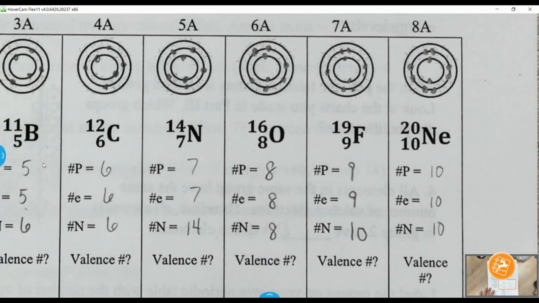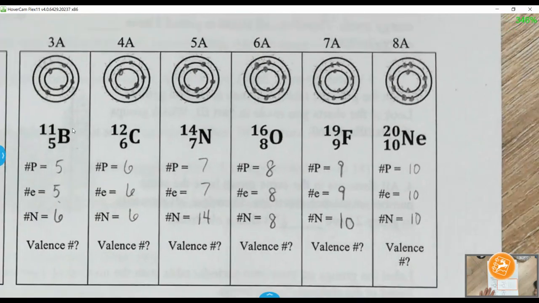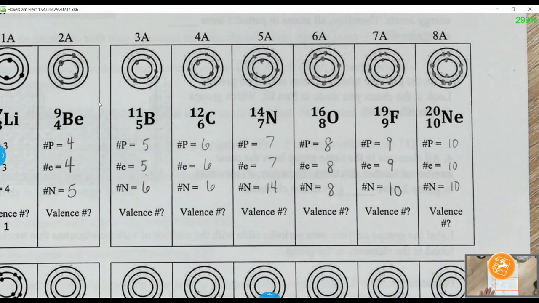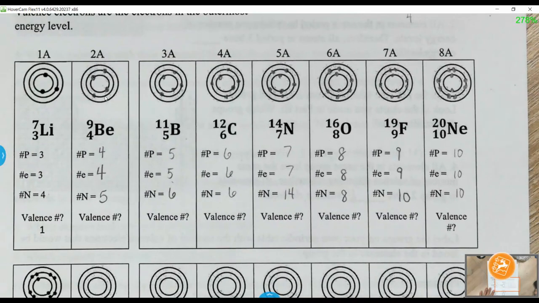So, let's see. How many energy levels do each of these things have? 3. Well, how many energy levels are being currently used by each of these? 2. 2. Okay, good.